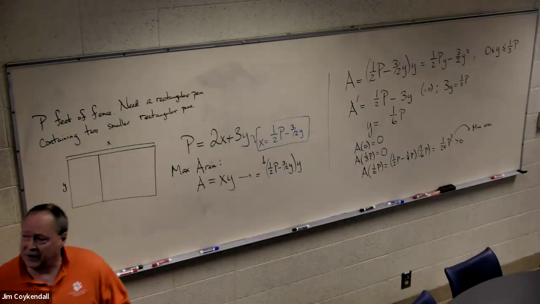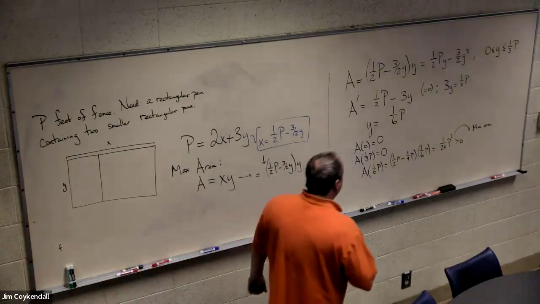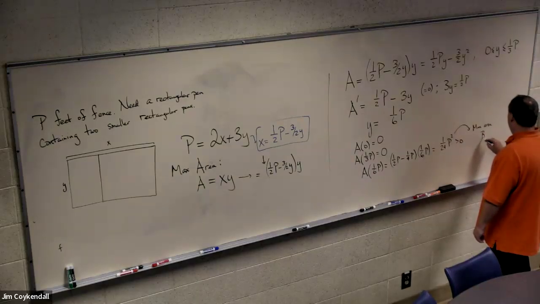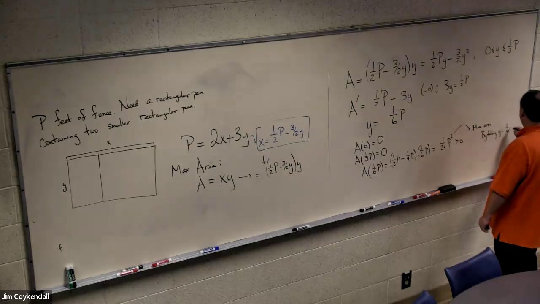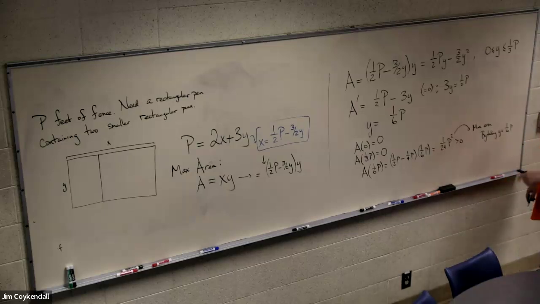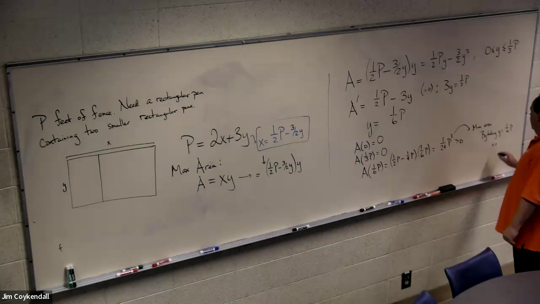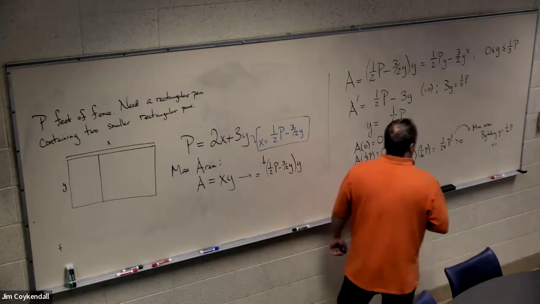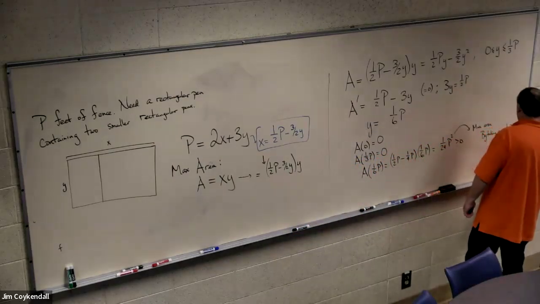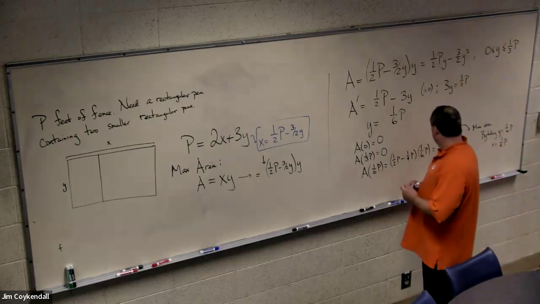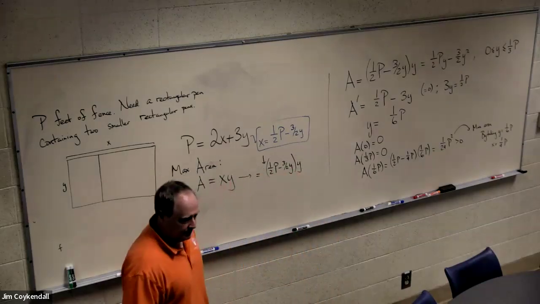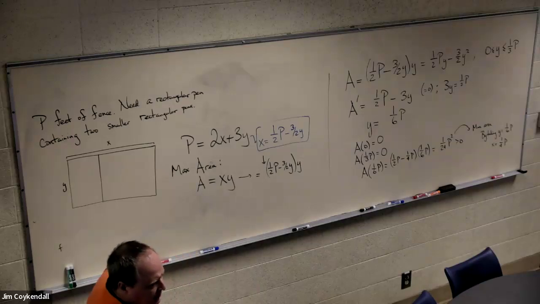Explain how he does it. Okay, there's your maximum area. How does he do it? Taking y in our picture as 1/6 P, then x would have to be 1/4 P. So x is 1/4 P.